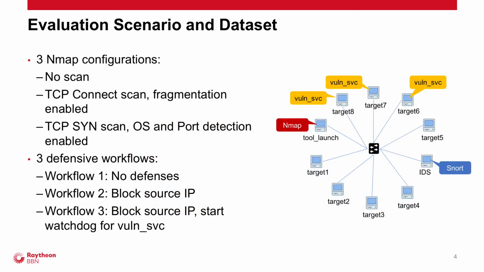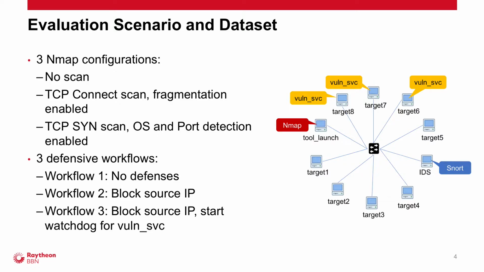So moving on to how do we evaluate this semantic processing pipeline? What's the scenario we're looking at, and what does our data set look like? Let's take a look at the topology over on the right first. We have this network topology with 8 target machines, 1 intrusion detection system, so IDS, which is running Snort, and then we have a tool launch host, which is going to launch an Nmap scan. So that's our tool under consideration, Nmap.